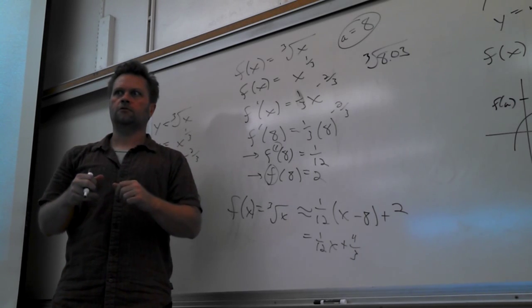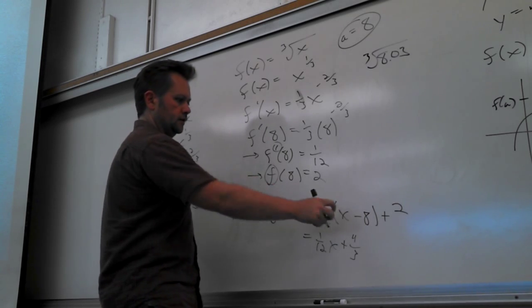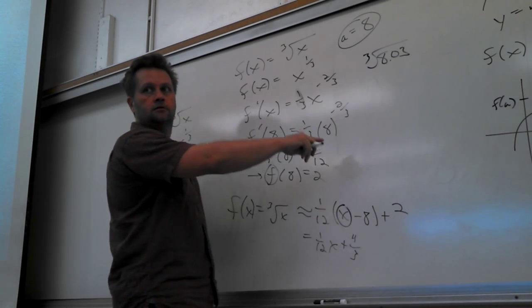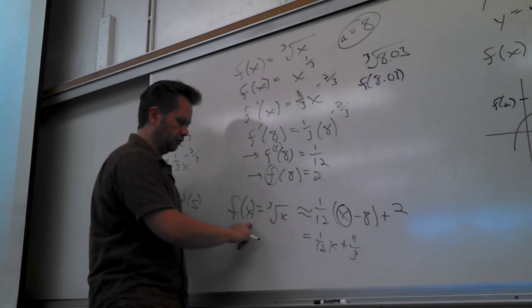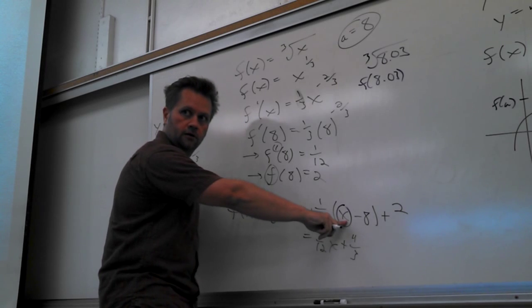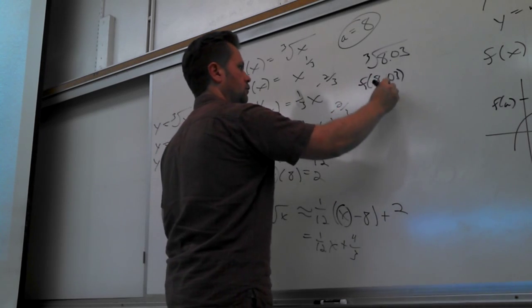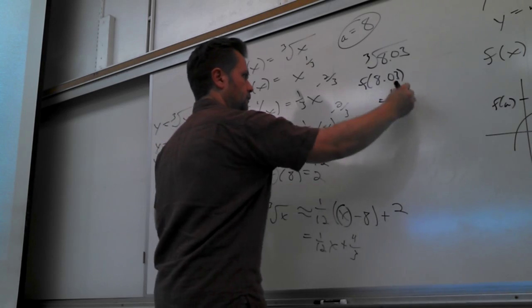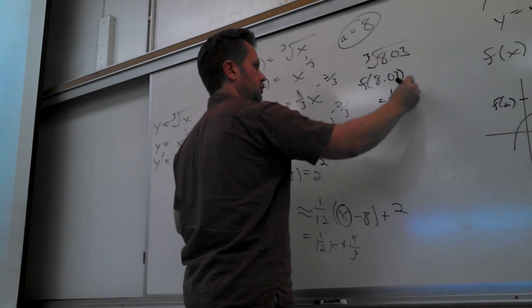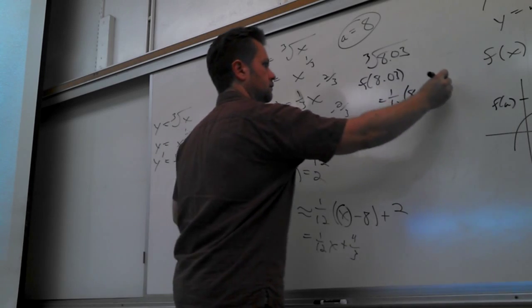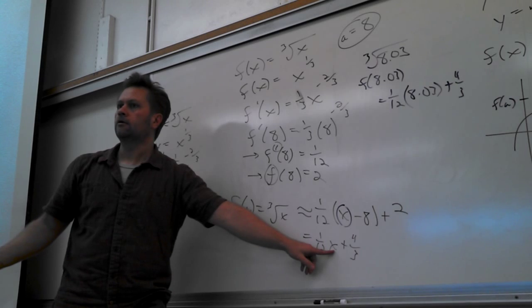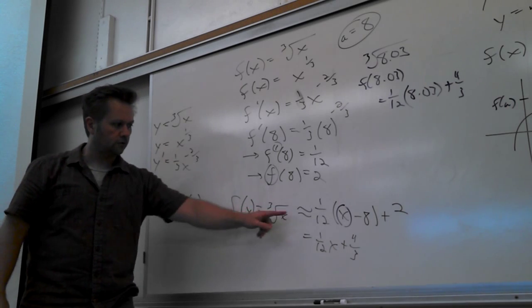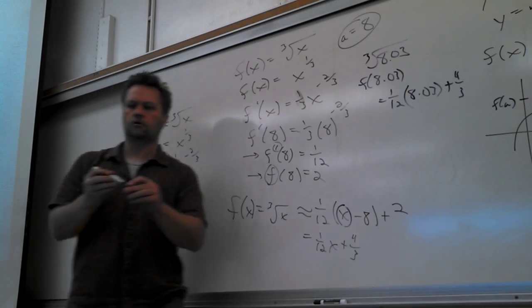Then, if I use this, what's my x value? So f of 8.03 is approximately equal to 1/12 times x, which is 8.03, plus 4/3. Somebody help me out. What is that? You guys cool with that? I'm just plugging it in. f of x at any point is approximated by this linear function. What do you guys get?